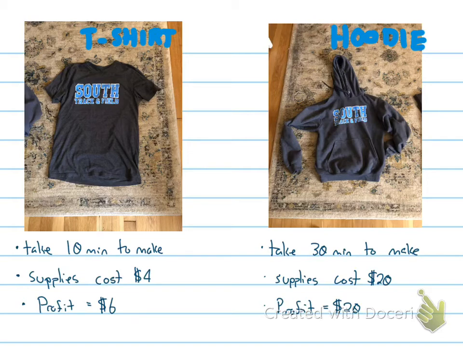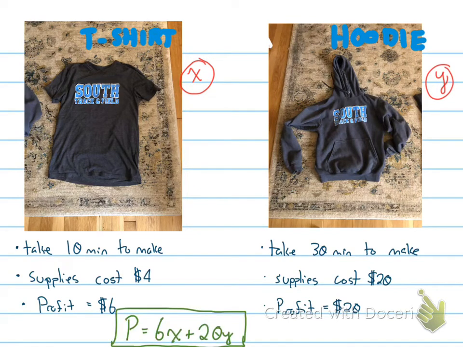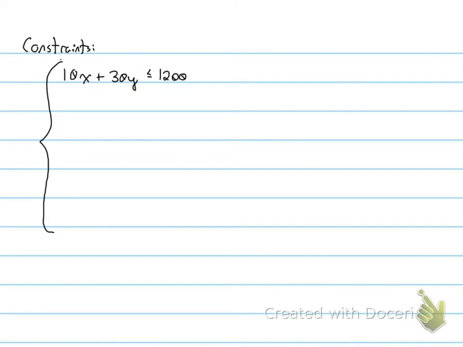As we get started here, let's define our variables. Let's let X equal my t-shirts and Y equal my hoodies. And then my profit equation is going to be 6 times however many t-shirts I sell plus 20 times however many hoodies I sell. So let's represent all of that information as certain constraints.